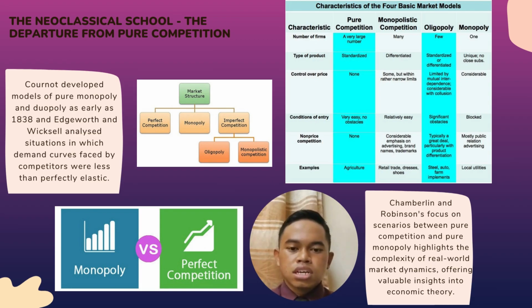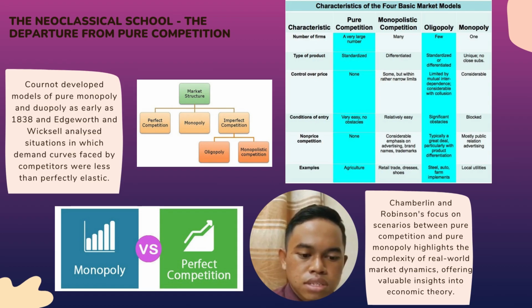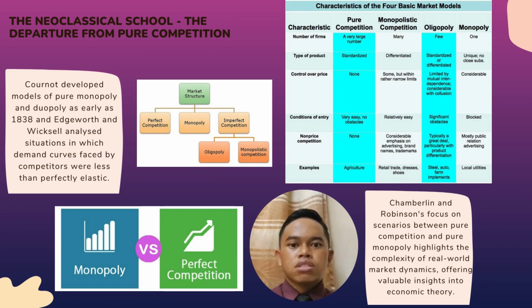So next is control over price. For pure competition, it's none, so many firms can sell the product at a different price. For monopolistic competition, some but within rather narrow limits. Oligopoly is limited by mutual interdependence, considerable with collusion, and monopoly is considerable, which depends on the situation. So when inflation happens, the price maybe will increase, maybe will decrease, so that can help people, and it also can increase.